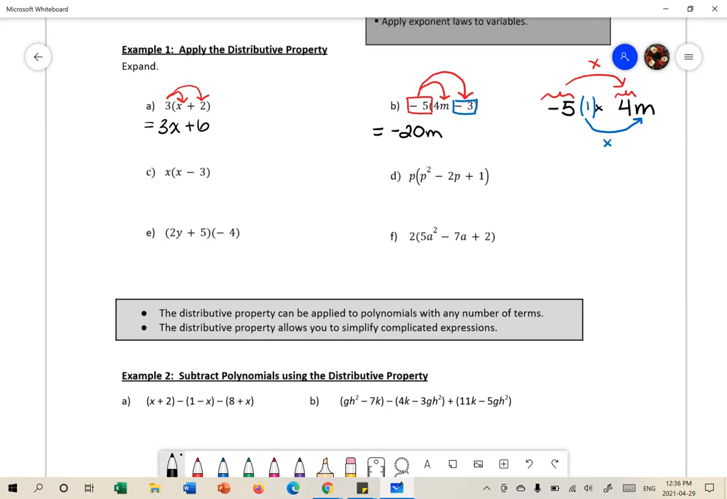Moving on, -5 times -3. A negative and a negative make a positive. 5 times 3 is 15.